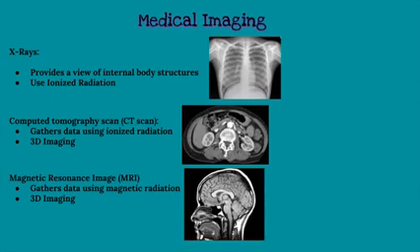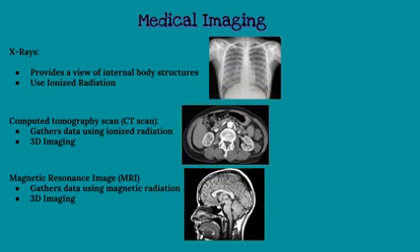We have X-rays, which provide us with a view of internal body structures using ionized radiation. And this picture here on the right is a chest X-ray, which shows us the thoracic cavity. A computed tomography scan, also known as a CAT scan, provides imaging using ionized radiation as well. And this CAT scan image here on the right shows us a transverse view of the abdominal, pelvic, and peritoneal cavities.